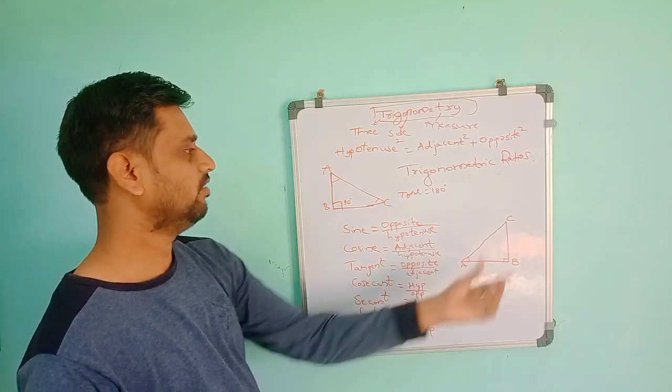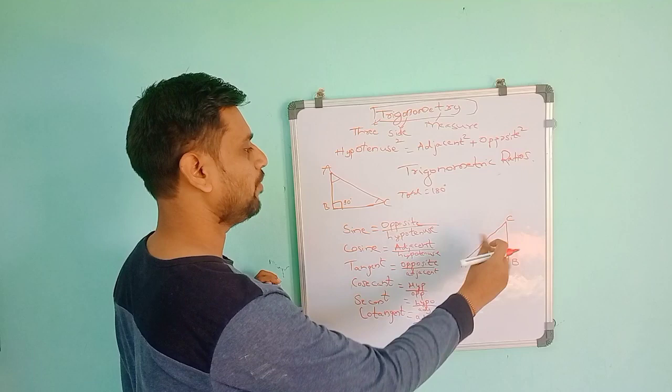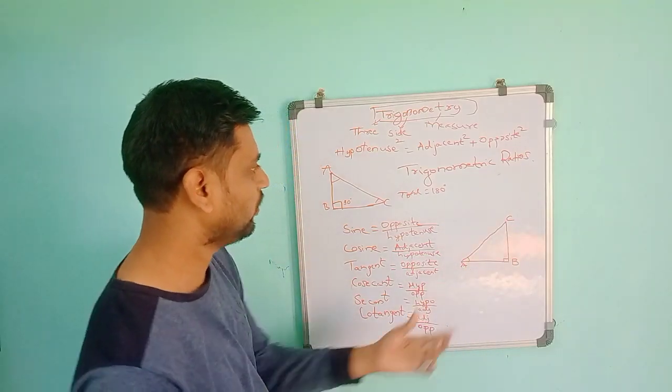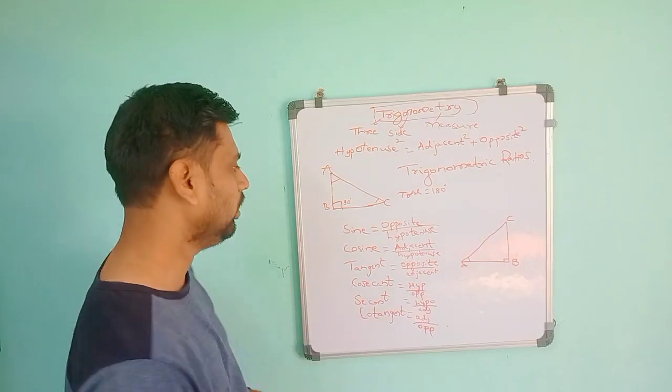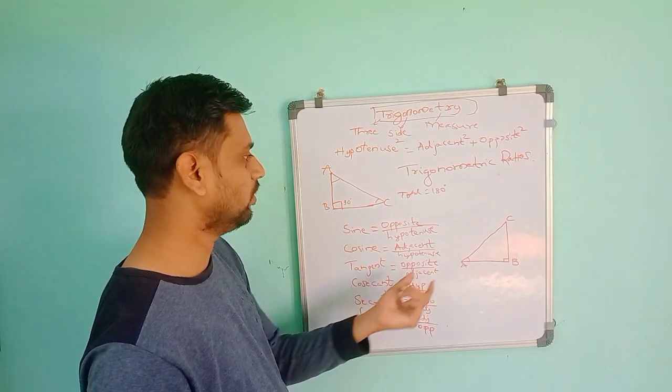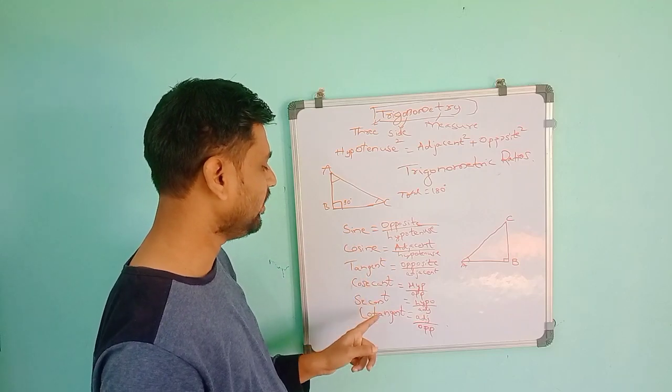So take this right angle triangle ABC, in which B is the angle at 90 degrees. The sum of the remaining two angles will be 90 degrees. They are acute angles only. Then there are six trigonometric ratios which are helpful here. That is sine, cosine, tangent, cosecant, secant and cotangent.